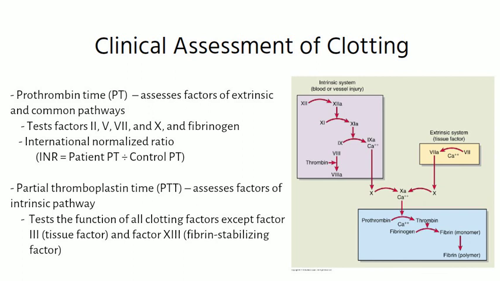As variation in reagents used will affect prothrombin time values, the International Normalized Ratio, or INR, is used for monitoring therapeutic efficacy of anticoagulant drugs such as warfarin. The INR is calculated as the patient's PT divided by a control PT performed in the laboratory. The partial thromboplastin time, or PTT, assesses factors of the intrinsic pathway. The PTT tests the function of all clotting factors except tissue factor and factor 13.